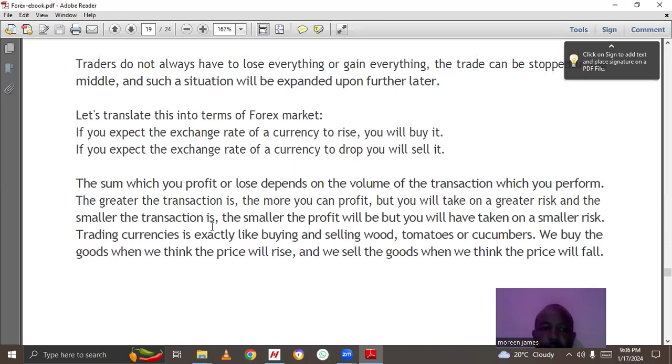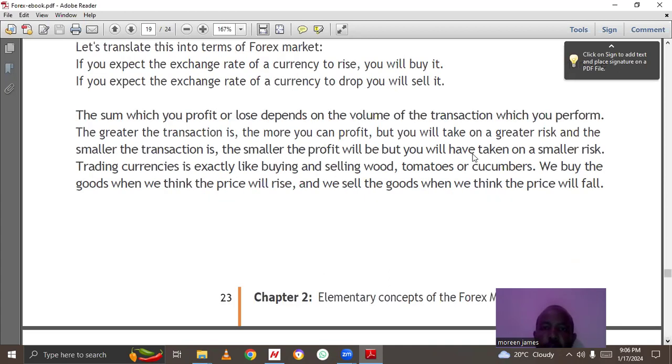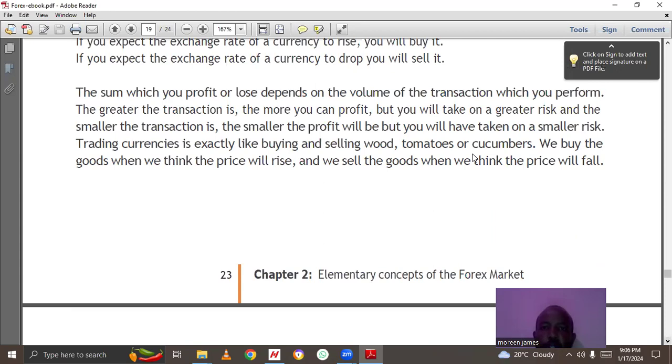So trading currencies is like buying and selling wood, tomatoes or cucumbers. We buy goods when we think the price will rise. Then we sell the goods when we think the price will fall. Okay, someone is asking a question.